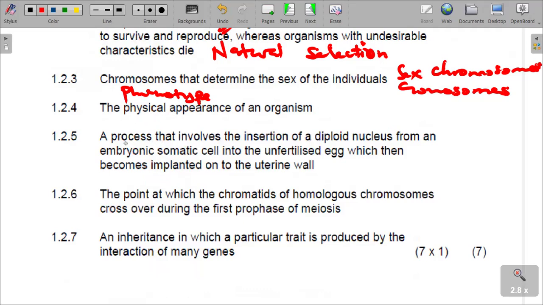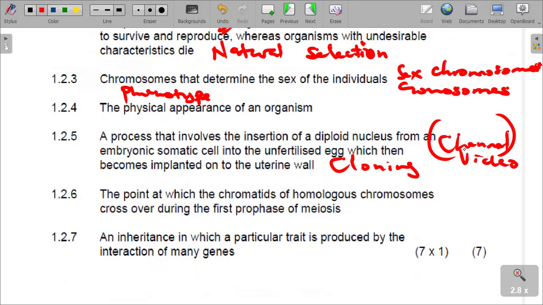A process that involves the insertion of a diploid nucleus from an embryonic somatic cell into an unfertilized egg, which then becomes implanted into the uterine wall. We call that cloning. This is a cloning process. You can also refer to the channel, where there is a diagram and a video which also explains the cloning process, reproductive cloning.